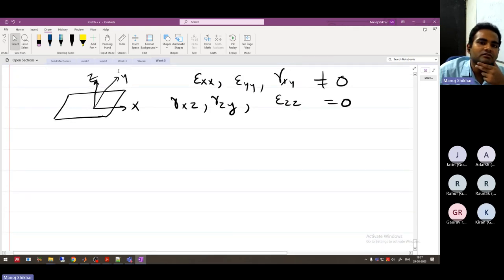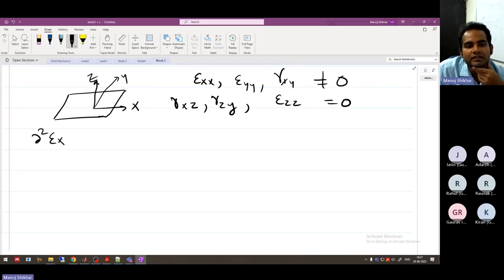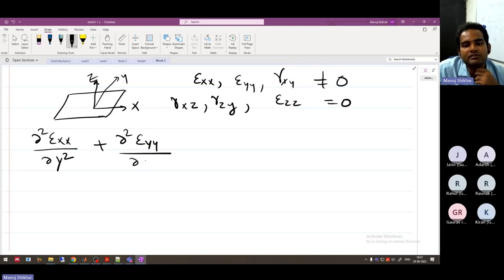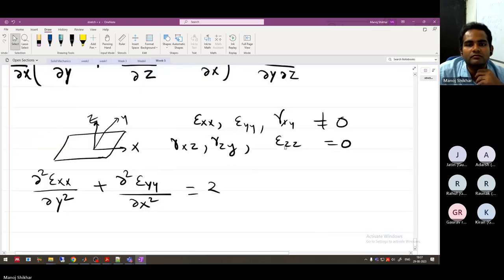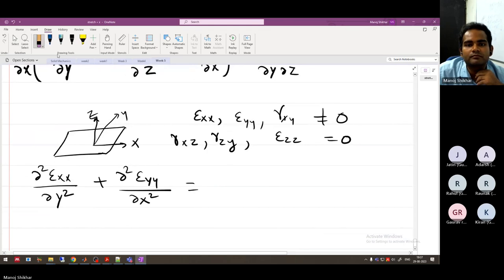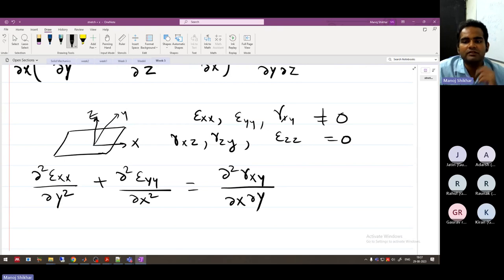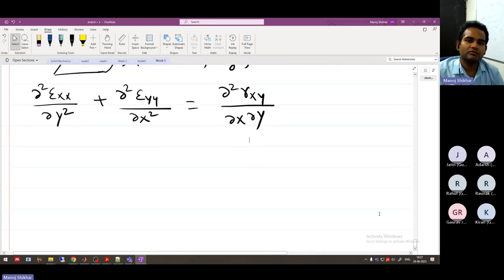So I will write it down here. Let's use the trick. If I am taking epsilon xx, it should be differentiated with respect to y square. If I am taking epsilon yy, it should be differentiated with respect to x square. I will have to take the same gamma xy and differentiate with respect to x and y. So this is the compatibility equation we will have to use.